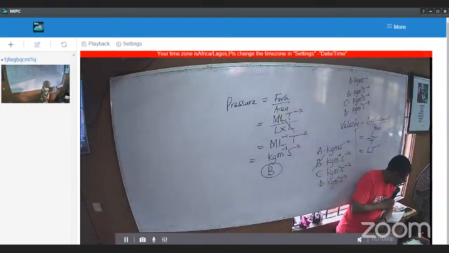Which of the following instruments is the best for measuring the diameter of a thin Constantan wire?